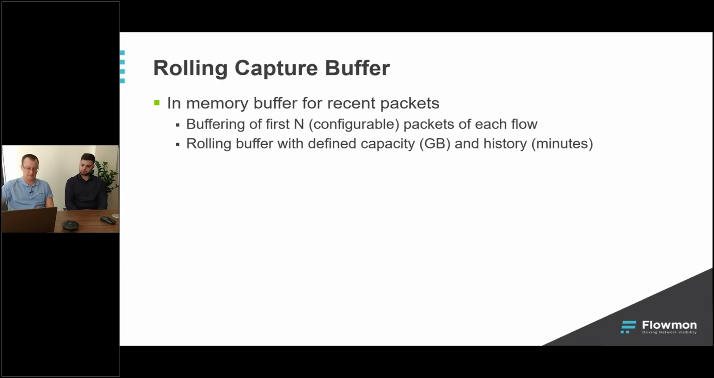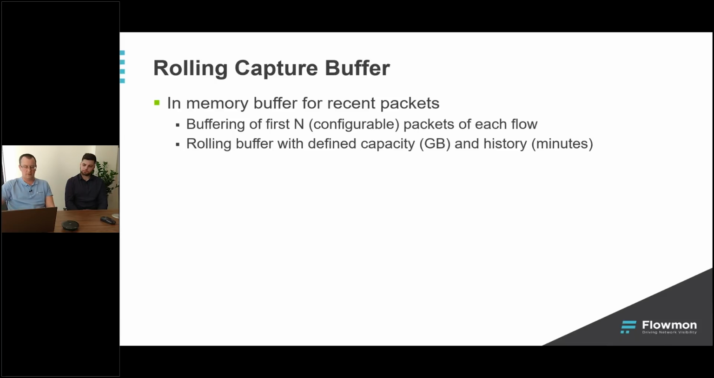The second feature is the rolling buffer. It's basically in-memory storage where you configure the capacity that you allocate to this storage. You configure the history you want to achieve in terms of minutes, and you also configure how many first packets from each flow you want to keep in the buffer. This is how you do the initial configuration.